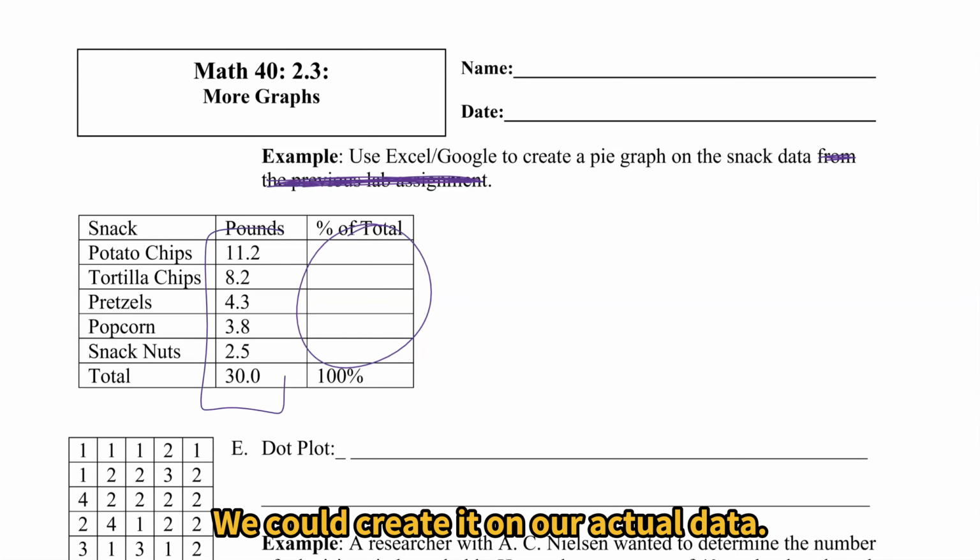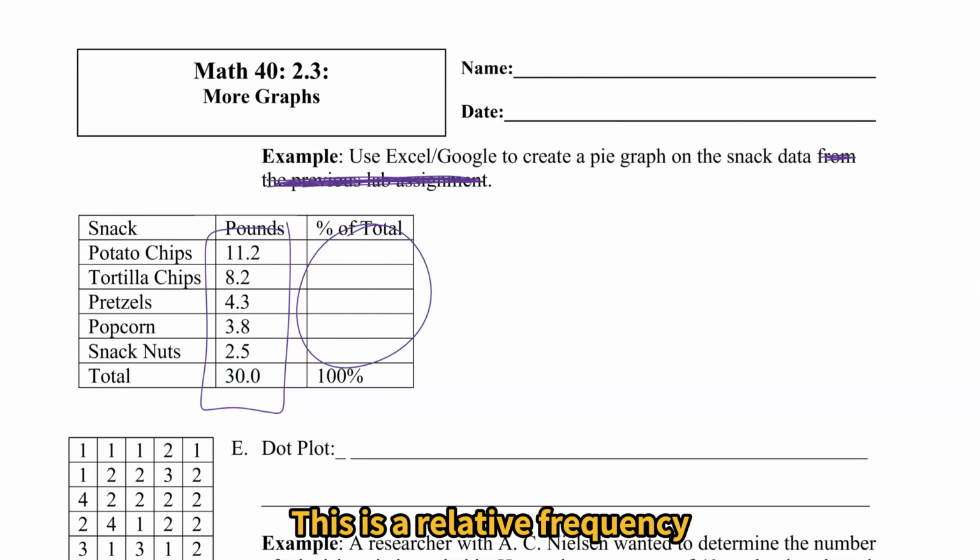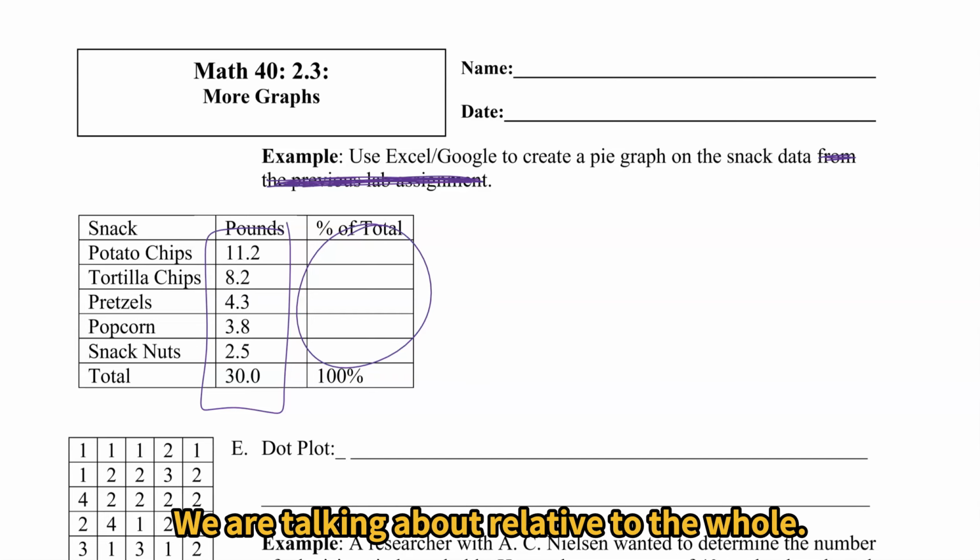We could create it on our actual data. It is pretty easy to create the percentages from this. This is a relative frequency categorical distribution in a way. We are talking about relative to the whole.